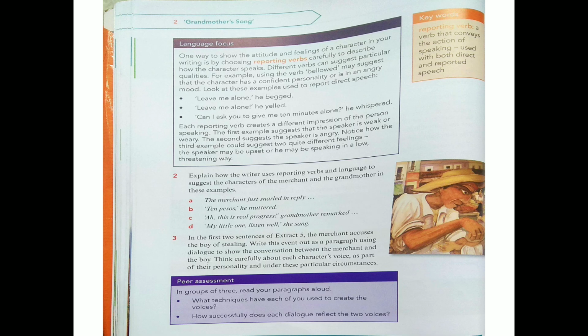The first example suggests the speaker is weak or weary. They're tired, right? Or when they say he's weak, that means maybe he's being bullied by other senior children, and so he's begging them, please, please, just leave me alone, don't bully me. Okay, that's when you're begging. So it shows that you're weak, or maybe you're just tired.